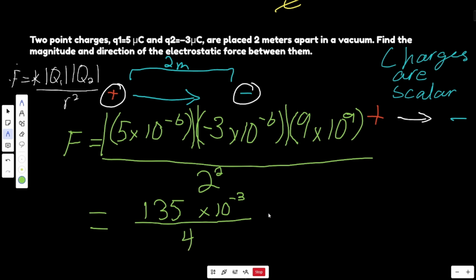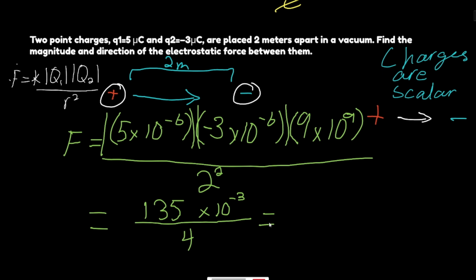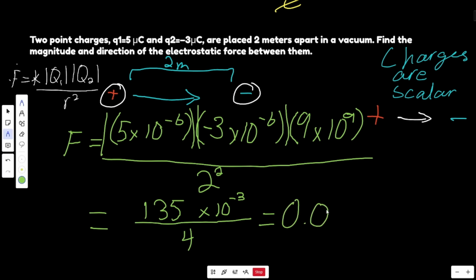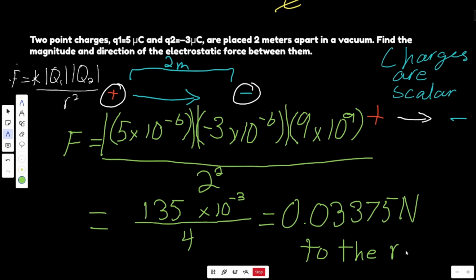So now, what's our answer going to be? We'll just plug this into the calculator. That's 135 times 10 to the power of negative 3, divided by 4. We have 0.03375. 0.03375 newtons to the right. And that's our answer for this question.